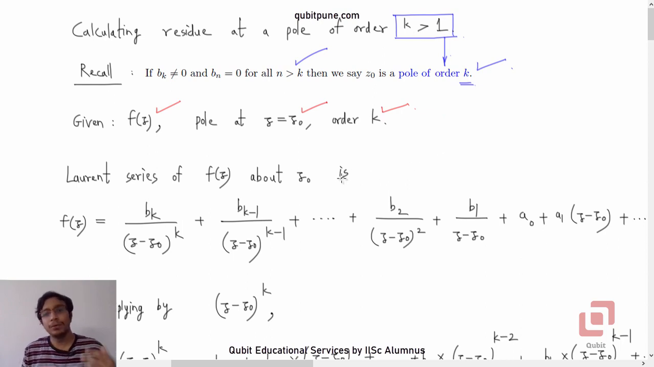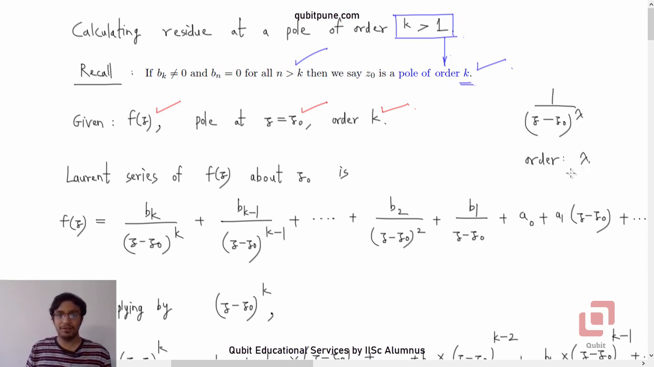Okay, now usually it is very easy to find the order. Let's say if we have the factor 1 upon (z minus z naught) to the power lambda, then this becomes a pole of order lambda. That's what happened even in our previous two examples. Okay, z minus i was the only factor in the denominator whose power was 1, so the order of the pole was 1.